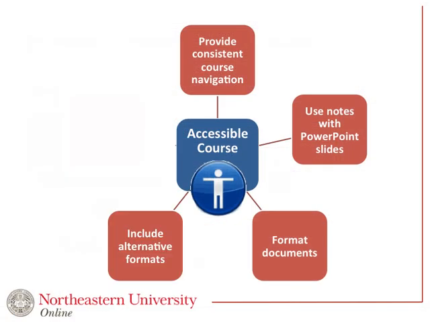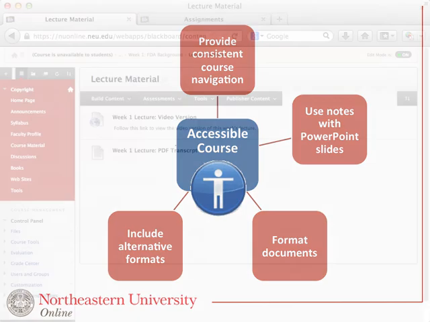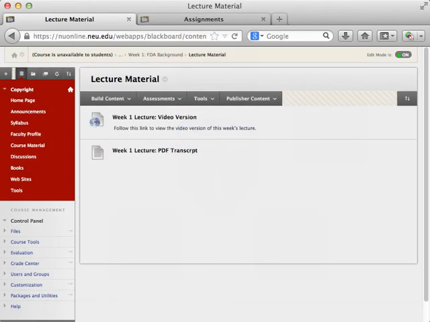Number 4. Include alternative formats. As we discussed earlier, students in your course may have different needs. Meeting the needs of a student with a visual disability won't provide the same assistance for a student with an auditory disability. For this reason, it's important to provide multiple formats of course materials so that students can have access to a format that works best for them.